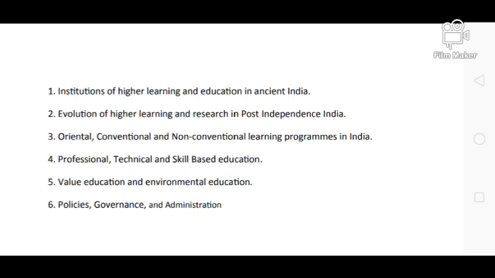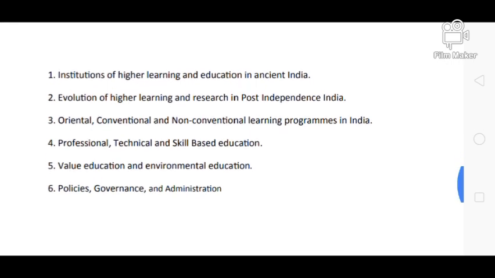Okay, friends. Second point, we have evolution of higher learning and research in post-independence India. We have to know about the evolution of higher learning and research in post-independence India. Third point, we have Oriental, conventional and non-conventional learning programs in India. We have to know about this.